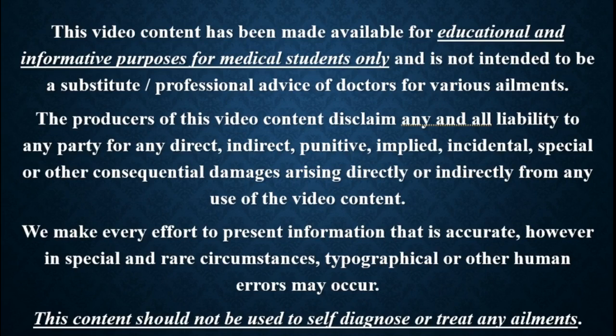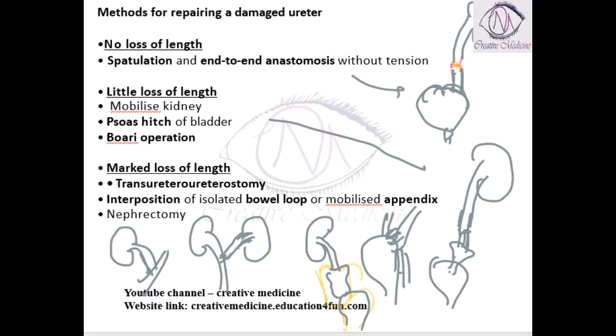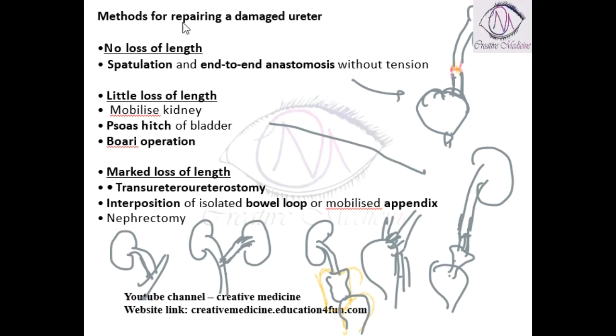In this lecture, we will learn about methods for repairing the damaged ureter. So once the ureter is damaged, we have three different methods for repairing it. One, if there is no loss in the length, then you can directly anastomose it by end-to-end anastomosis. Without tension, you should do an end-to-end anastomosis of the two ends of the ureter, which is recommended.